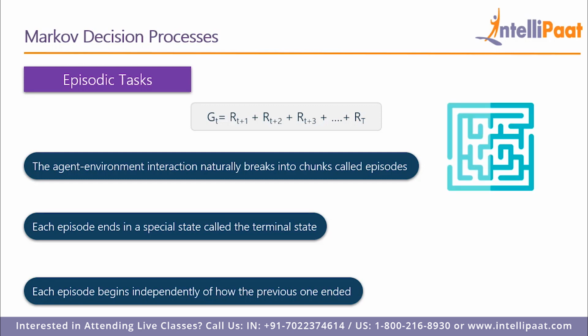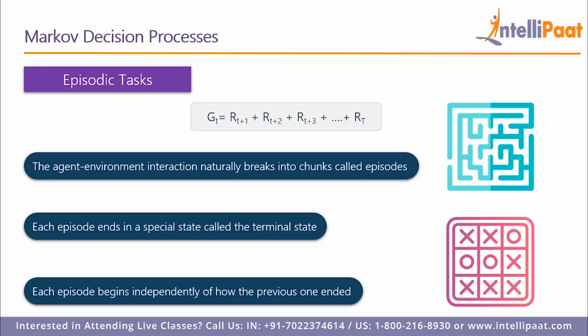Let's take an example of an agent trying to solve a maze. A game of maze always ends with the agent either solving the maze or hitting the wall. So a single game of maze constitutes an episode, and each game starts from the same start state with the position of the agent reset.